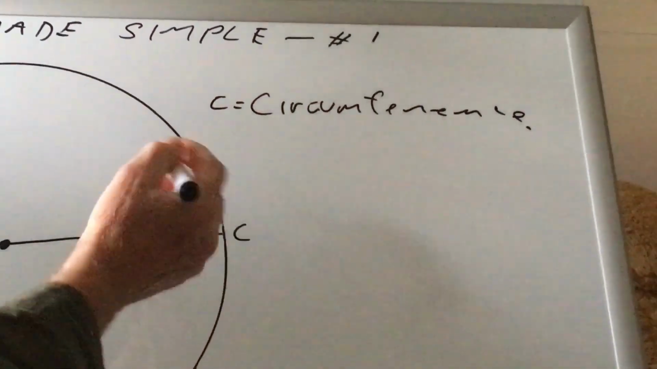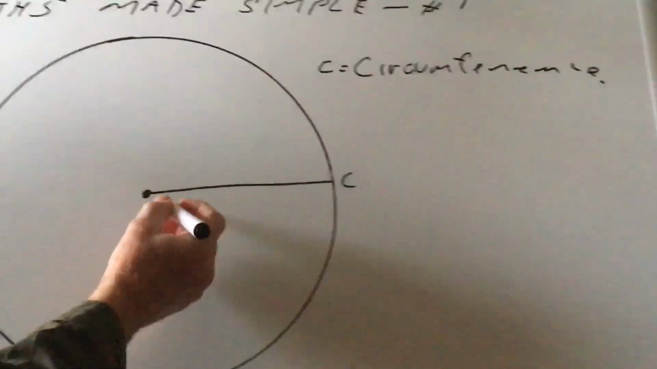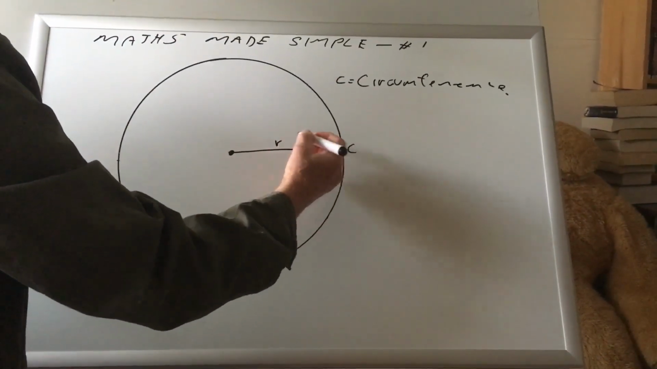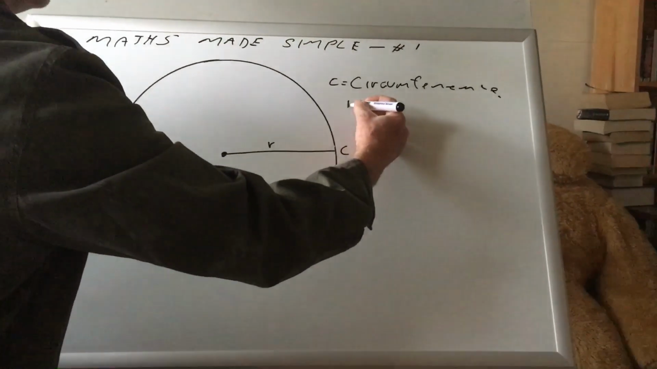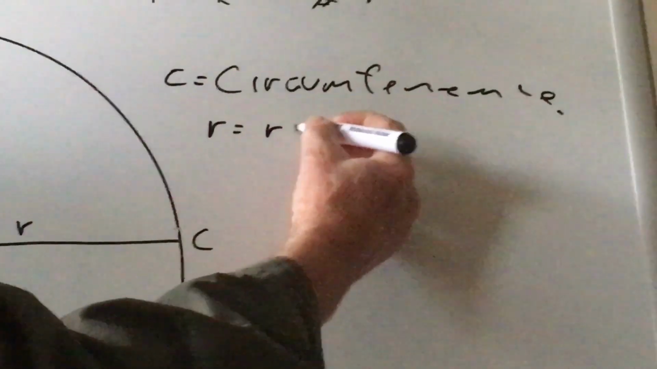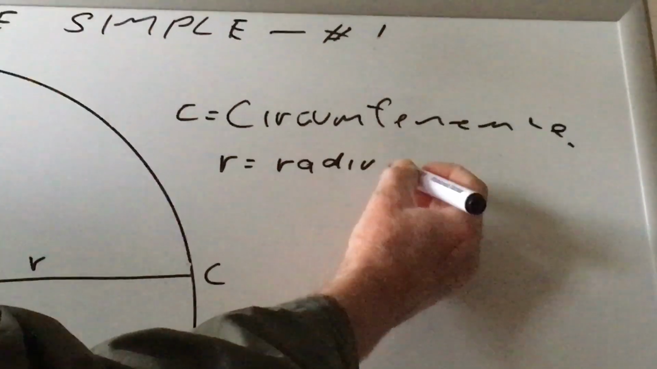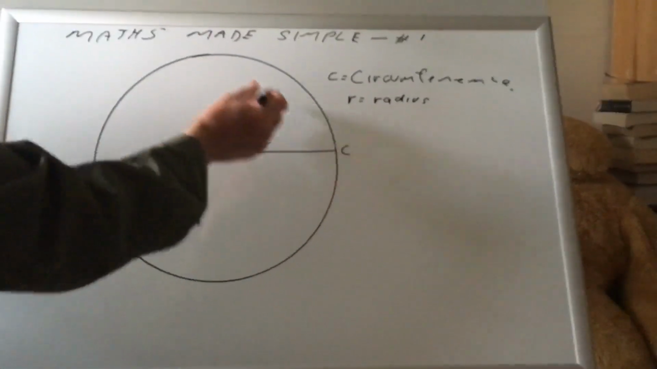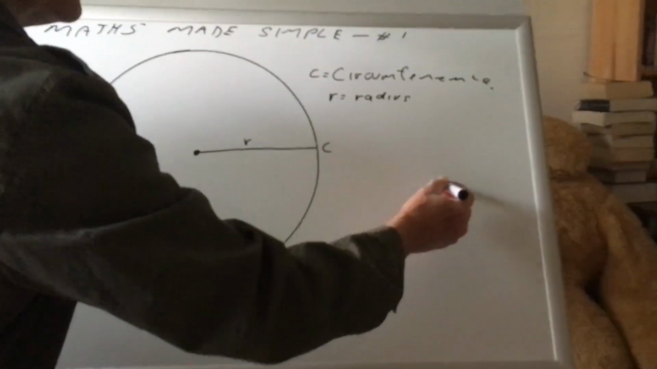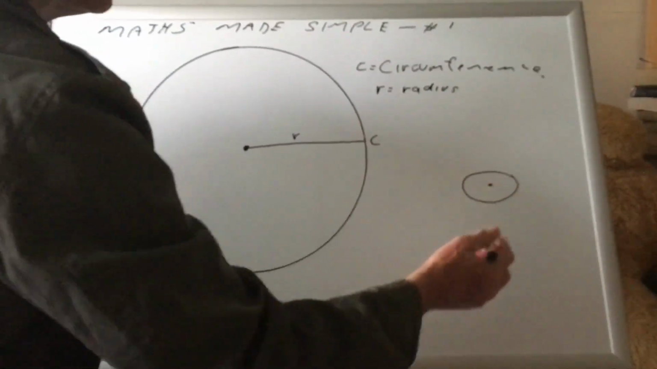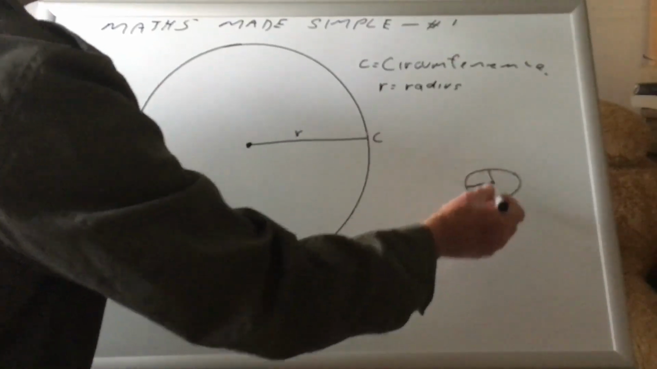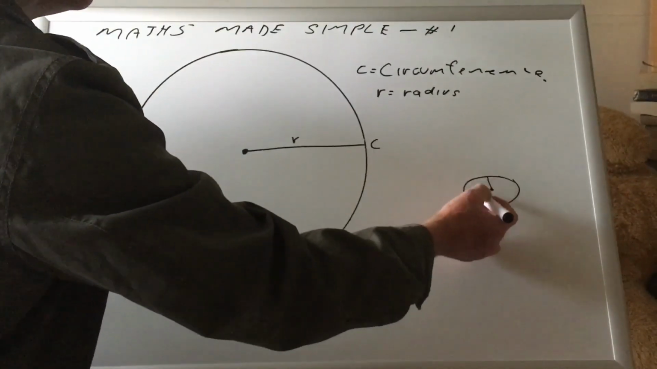So C equals the circumference. The distance from the centre to the circumference is the radius, or R. So R equals the radius of the circle. R is always the same anywhere around the circle. If you had a shape like that, that's not a circle, because the distance from the centre to the edge, or the circumference, is not equal.